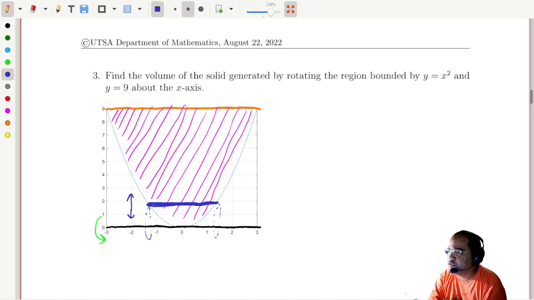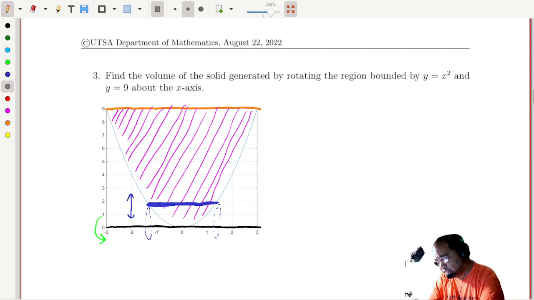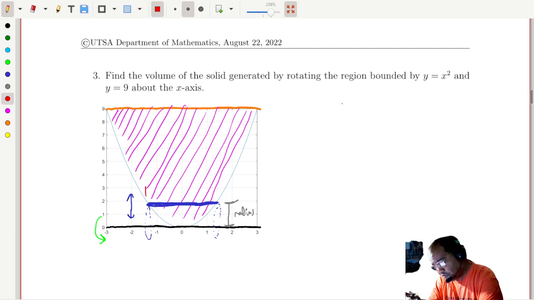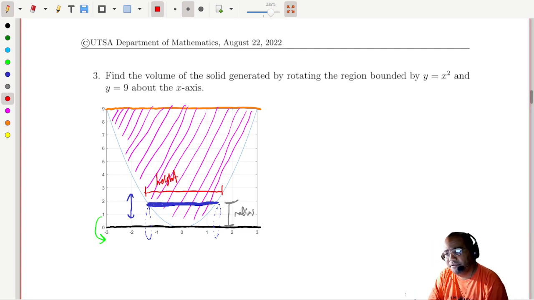Well, we still think about shell radius and shell height. If you turn the picture on its side, you can think about it that way. Remember, shell radius is going to be the distance from the strip to the axis of rotation. This guy here is the radius. And let's choose a different color here, this red. This is the shell height.